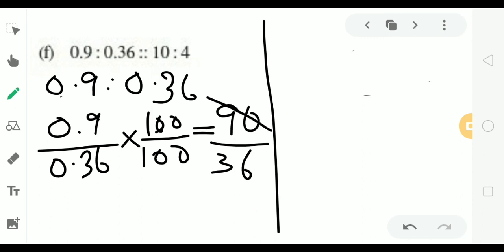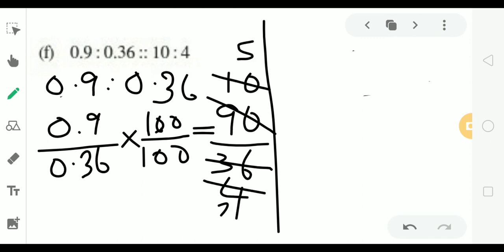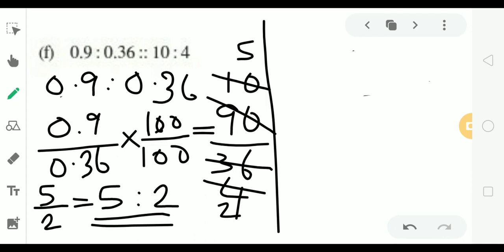In the 9 table, 90 is 10 times and 36 is 4 times. Again half of 10 is 5, half of 4 is 2. So we get this as 5 upon 2, same as 5 is to 2. Simplest form is 5 is to 2.